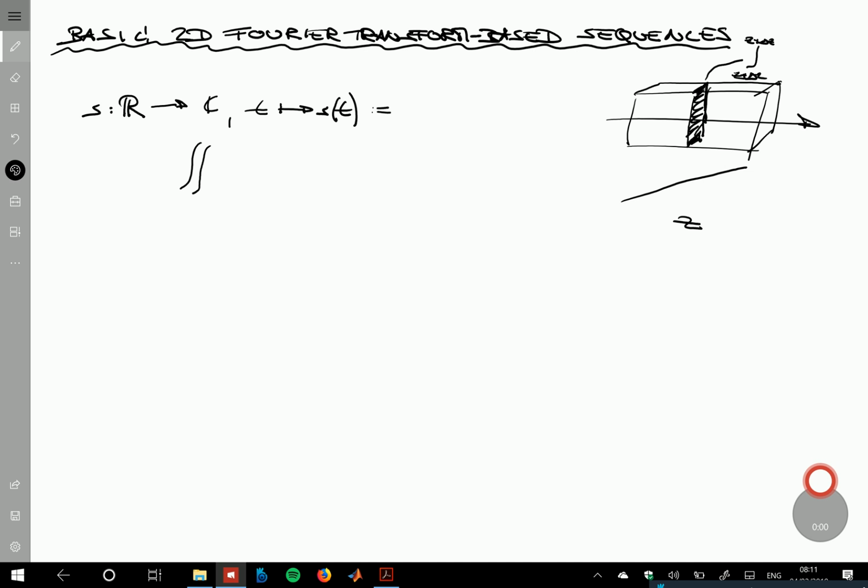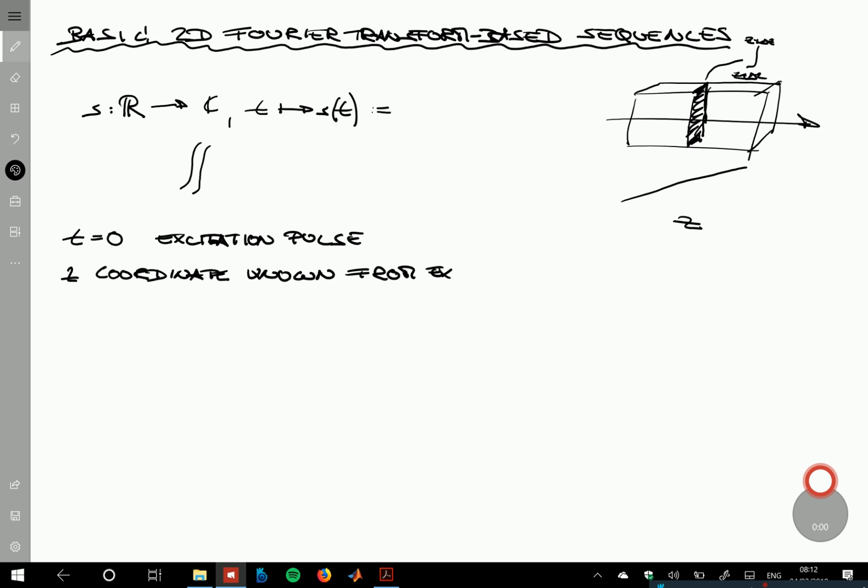region of Z space. There are two important things behind all of this, which are not always made explicit again and again. Time point 0 is the excitation pulse, and the Z coordinate is known from excitation. So this should be completely clear.